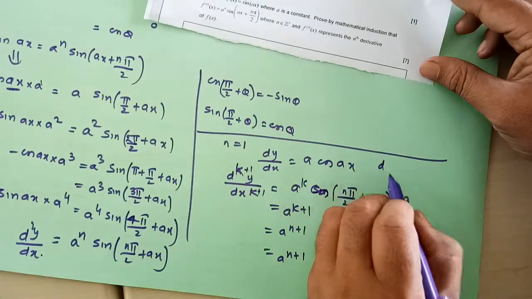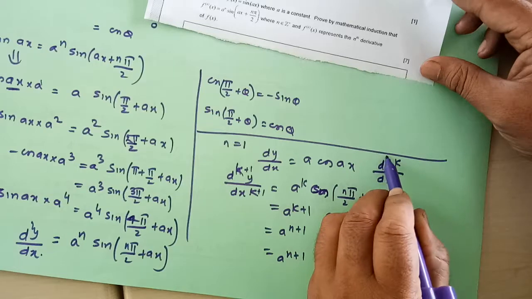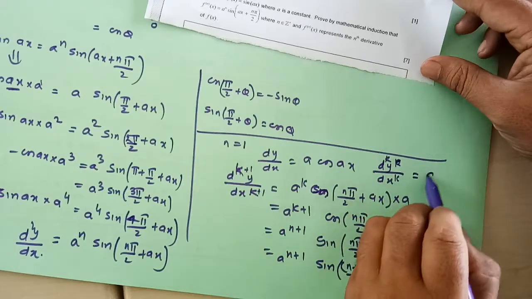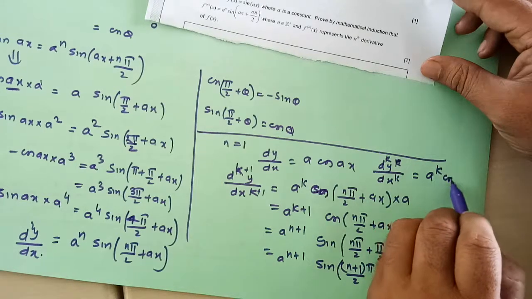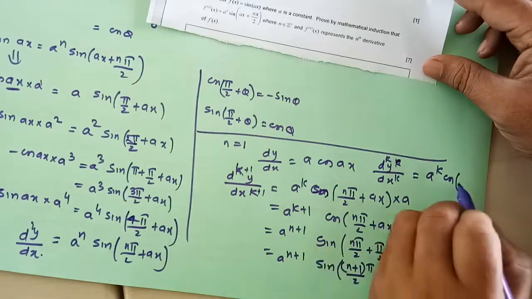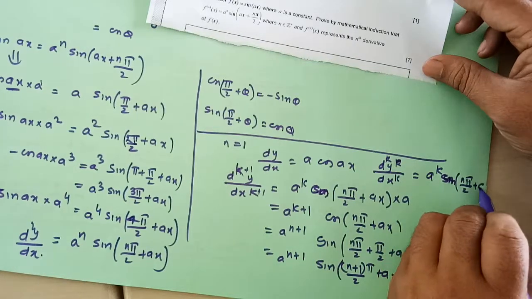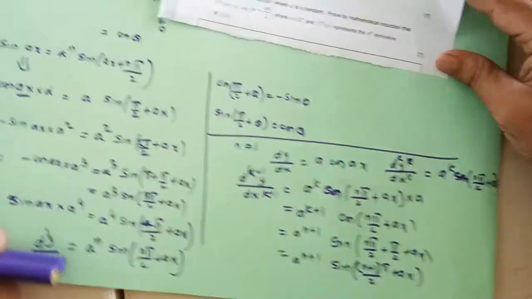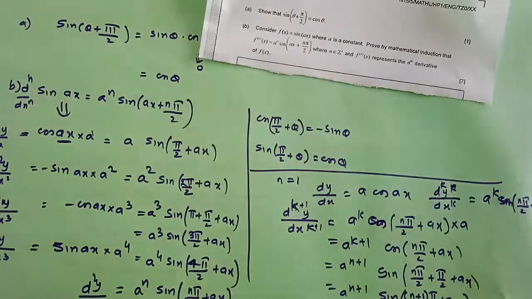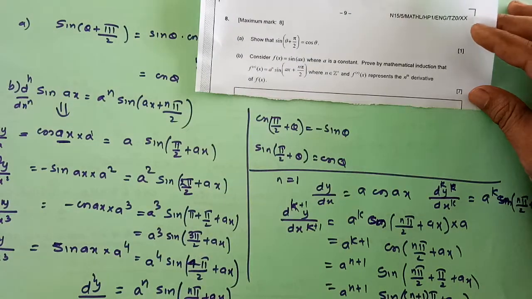So your kth derivative, d^k y over dx^k, is going to be a to the power k sine of k pi by 2 plus ax. So I've proven every single type of question in induction. I hope this helps you solve some of the really good questions on induction.